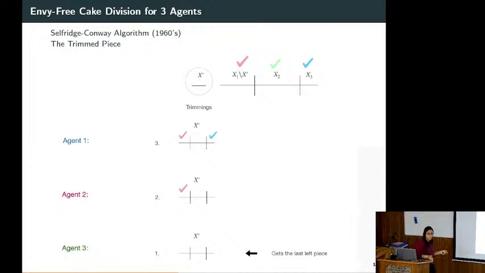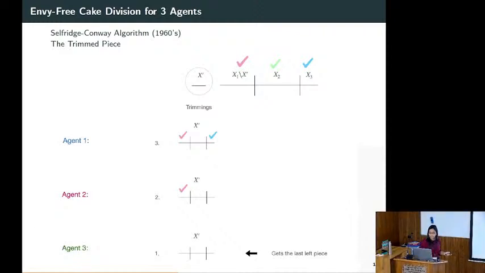So the subtlety here is that we ask the agent to choose who trimmed first, right? Whichever agent trimmed, we ask him to choose, so that this agent gets a subset of this part, and then agent 1 does not envy this guy. That is the protocol, right? Okay, so for n equal to 3, yes.